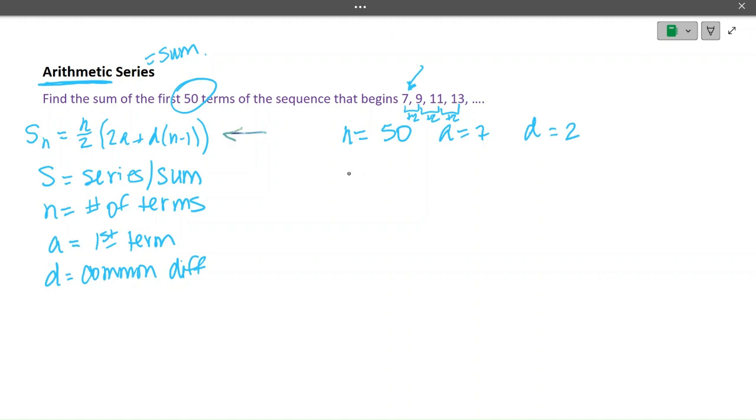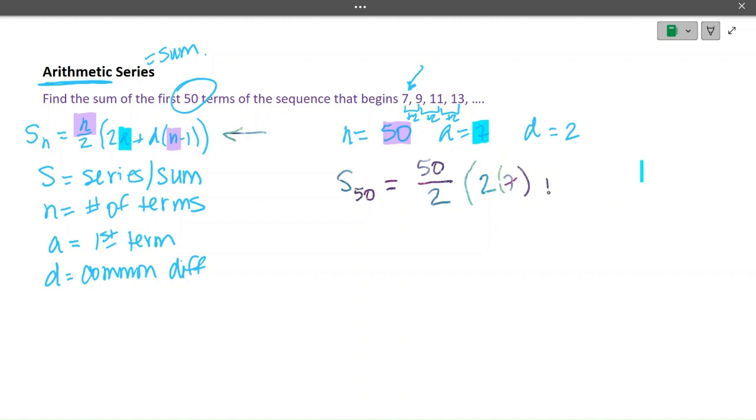So we say the series of 50 terms is equal to the number of terms, which is 50, divided by 2. So I went ahead and plugged in 50 for n. You can see I'm going to plug 50 in where those are highlighted. And then I'm going to say times 2 times my starting value, which is 7. If I grabbed a different color, you could see that I'm only plugging that in once where there is A.